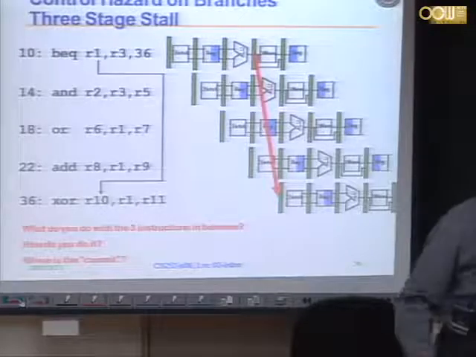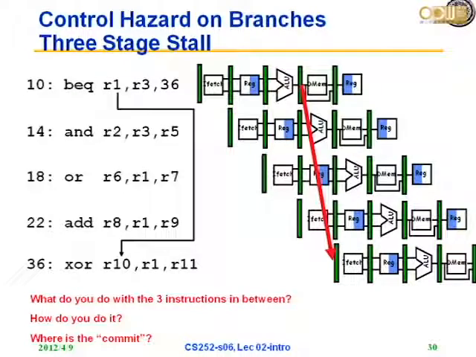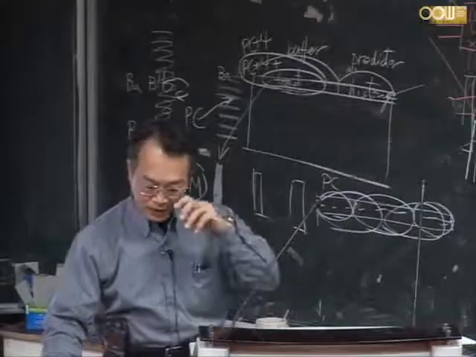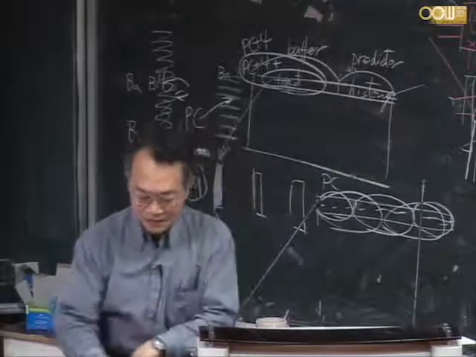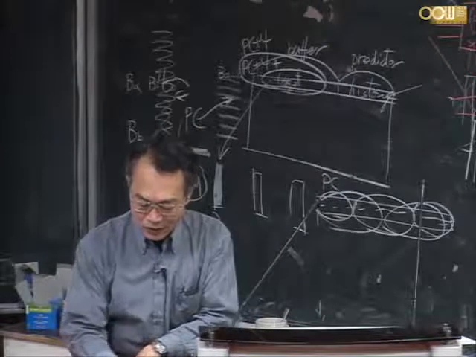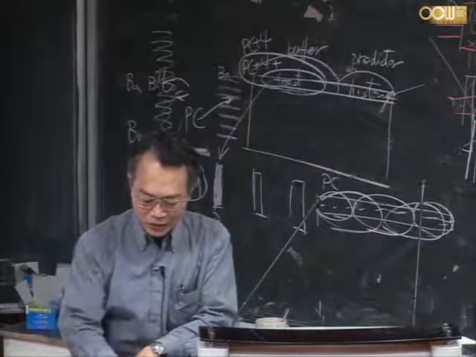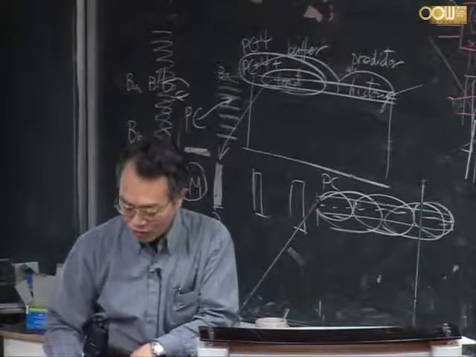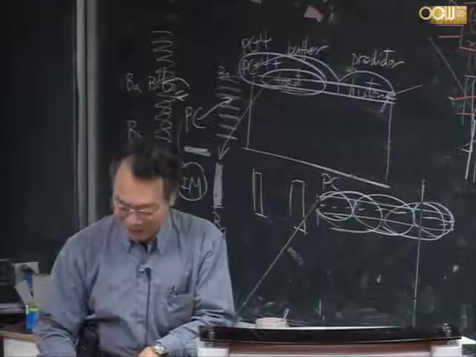Okay, the guess is correct. Okay, I update this information saying more confidence. If the guess is however incorrect, then I update my information here saying less confident. Okay, that's how we deal with branch instructions. Okay, so do you understand what you need to do with the 3 instructions in between and how you do it and where is the commit point of every different type of instructions?